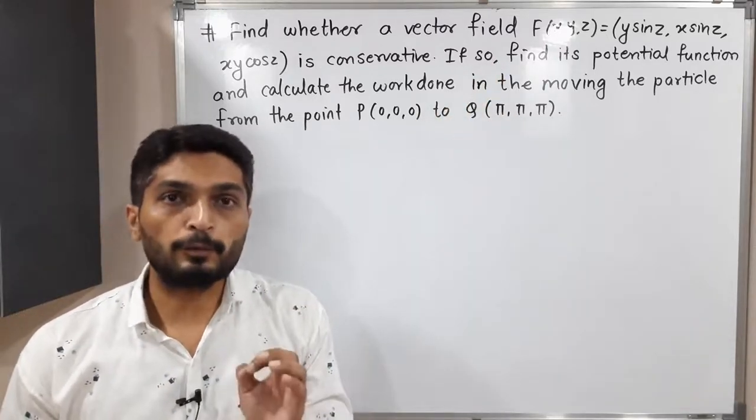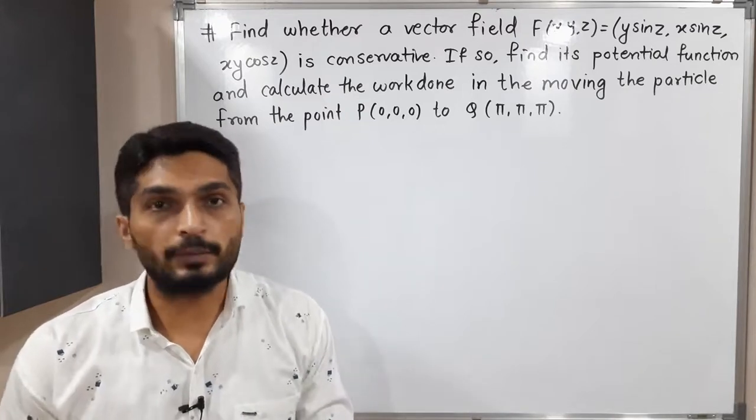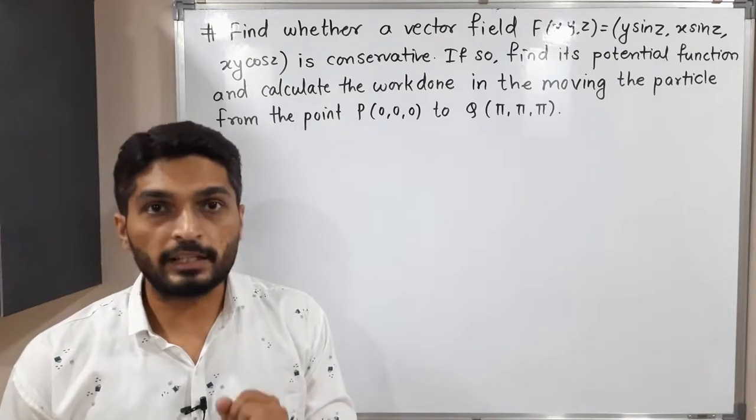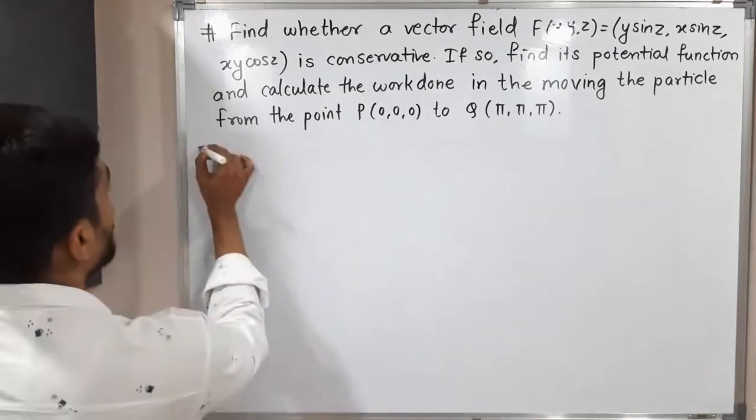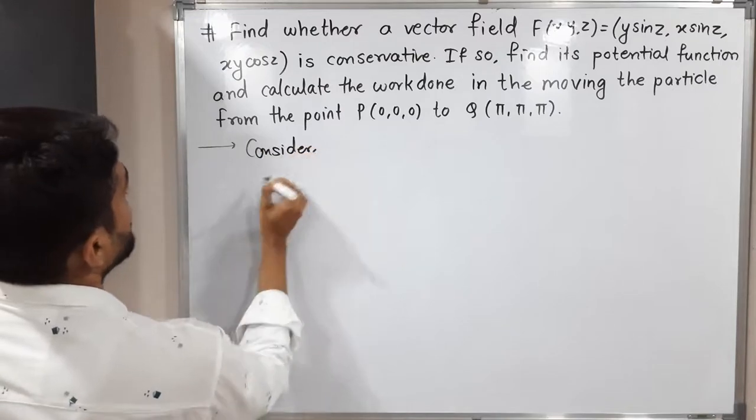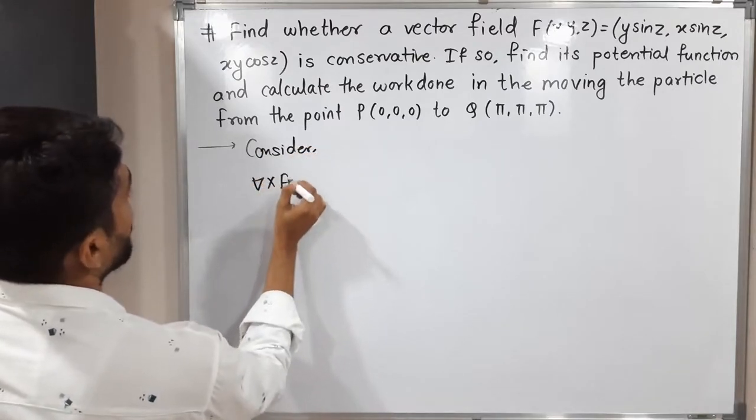First of all, we have to prove that the field is conservative. That means curl of f bar should be 0. So let us find curl of f bar. Let me consider curl of f bar, that means del cross f bar.